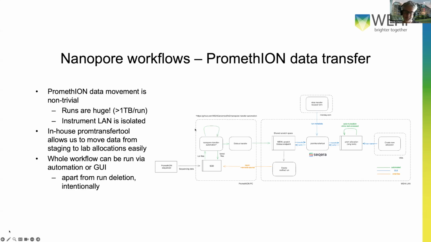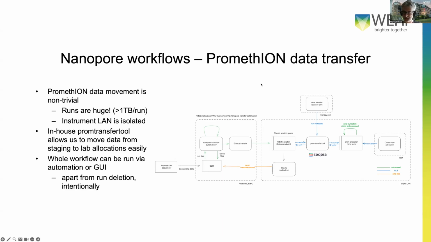And the instrument LAN was completely isolated. So we kind of needed to figure out ways to actually transfer it over to the network. And so we developed this PROM transfer tool. So there was an automation part that wasn't Nextflow, but then we had a PROM transfer tool that we could take data from the storage area, from the staging area, and then copy it into the lab allocations.